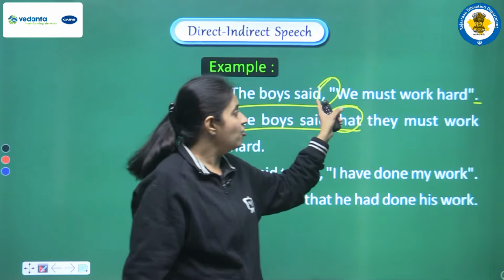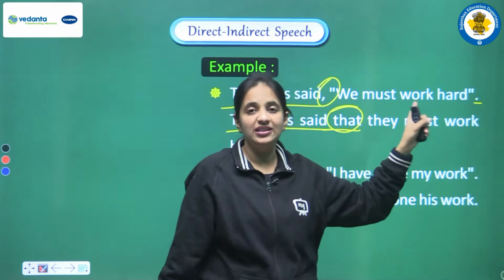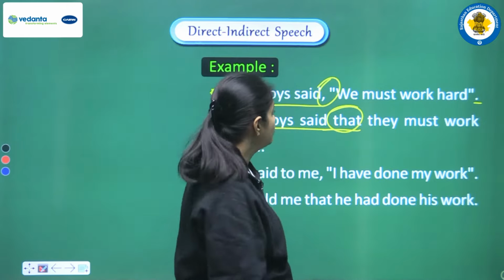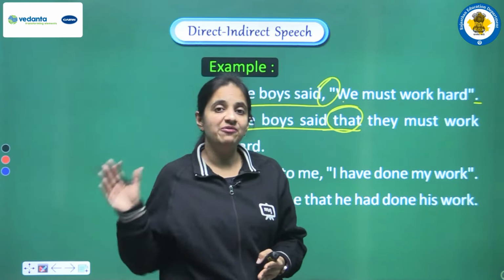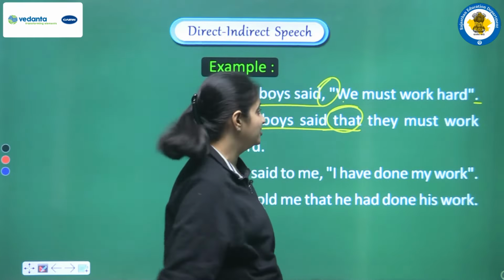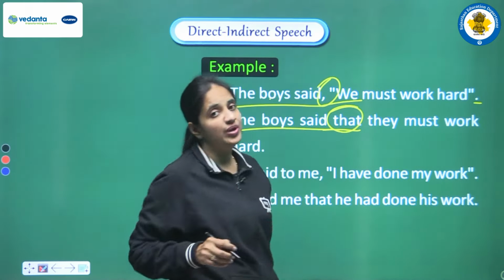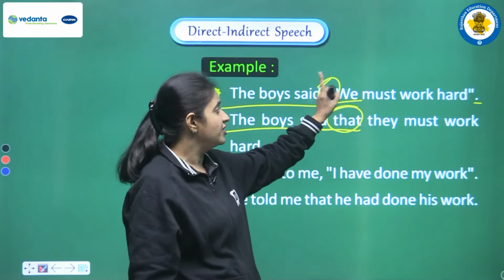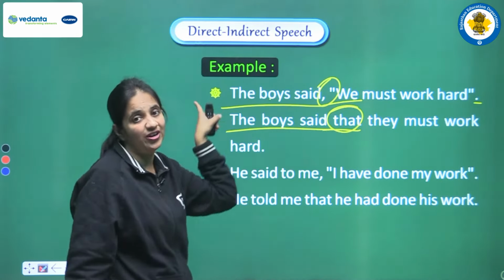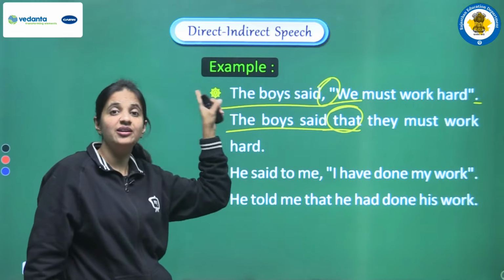Clear? Now all the changes that we have to do in the reported speech. So first of all, we are doing the changes in the pronoun that we have discussed in the previous video in a very detailed manner. So first of all, we are having we. So we, this is a first person pronoun. So yes, first person pronoun, they are changed according to the subject of the reporting verb.